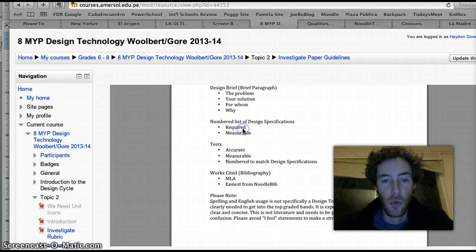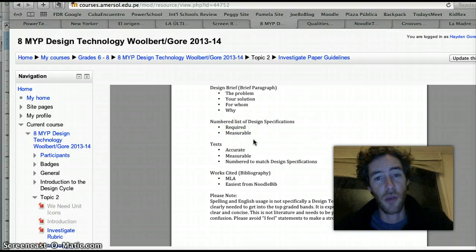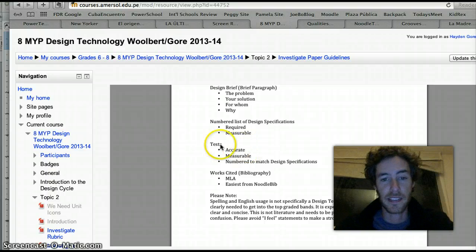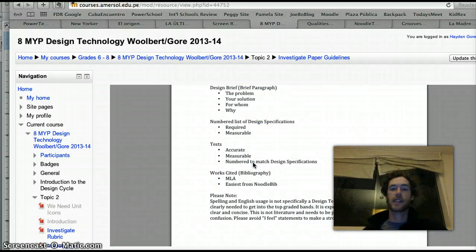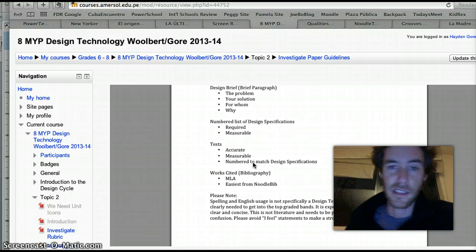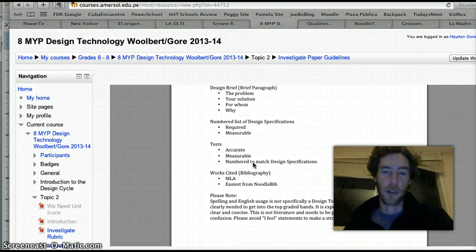Then you're going to come up with a numbered list of design specifications. They need to be required and measurable. Design specifications are requirements. We'll talk about that next class. Then you'll come up with tests that are accurate and measurable, meaning they have benchmarks for success, and they are numbered to match the design specifications. So if you have 6 design specifications or 4, you're going to have 6 tests or 4 tests, however many specifications you have.